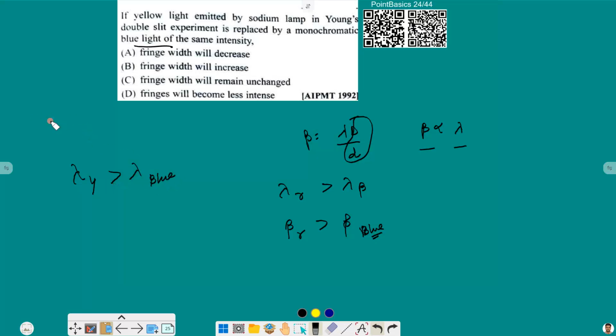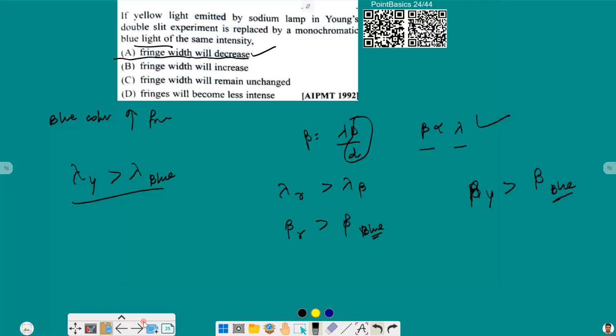And why? Because blue color has the highest frequency, so its wavelength will be the lowest in the visible spectrum. So using this conclusion and using this relation, we can write that beta for the yellow color is greater than beta for the blue color, and as yellow is replaced with the blue, so fringe width should decrease. So that is option A. So option A is right.